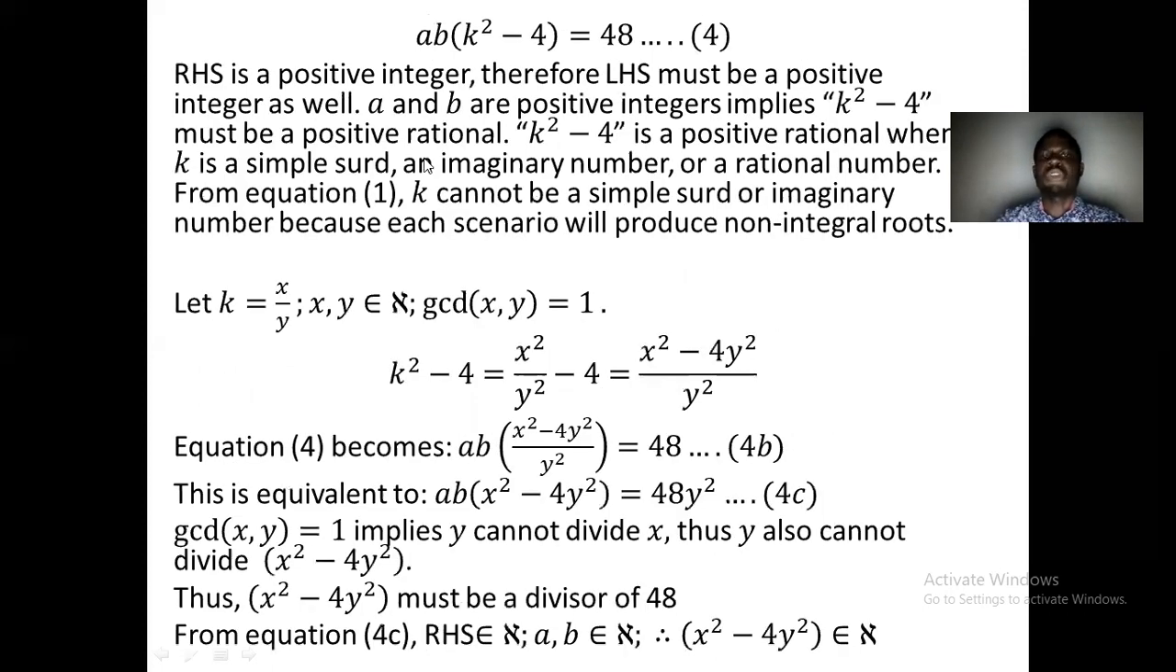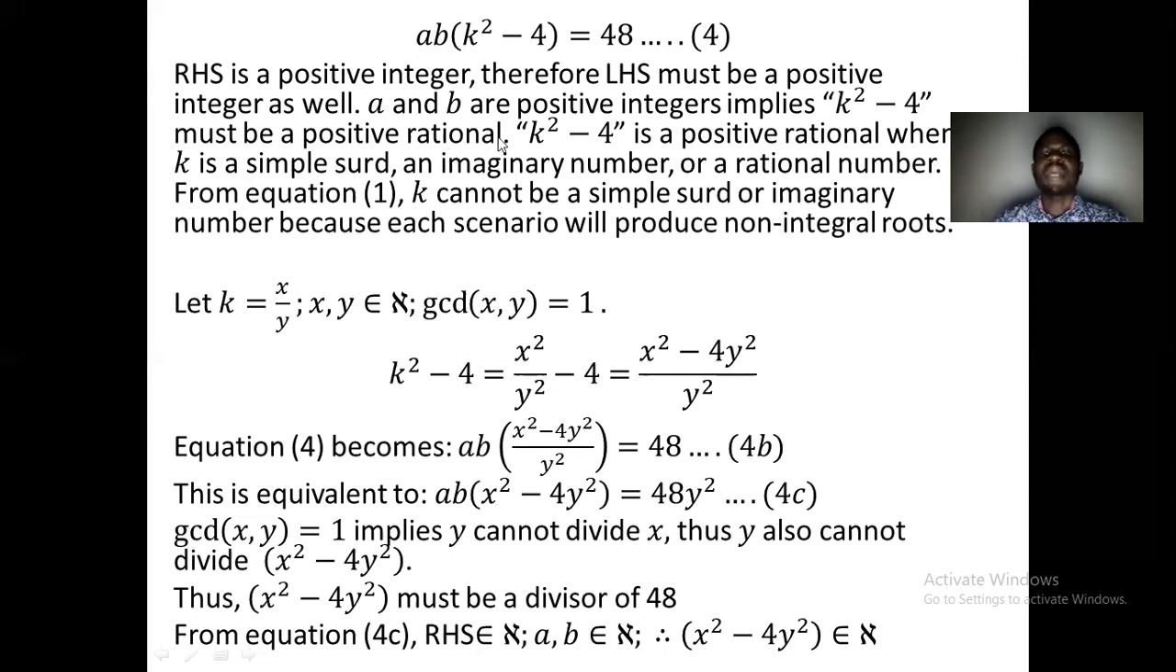Now, we're going to be on equation 4. Equation 4 is saying a times b times (k^2 - 4) is equal to 48. So we can clearly see that the right-hand side is a positive integer, so therefore the left-hand side must be a positive integer as well. Now, we have already established that a and b are positive integers. So it means that k^2 - 4 must be a positive rational number. That's because the denominator can also interact with a and b to still yield an integer.